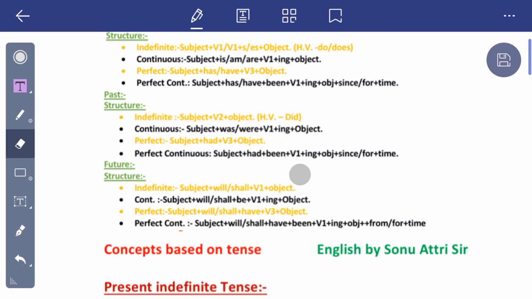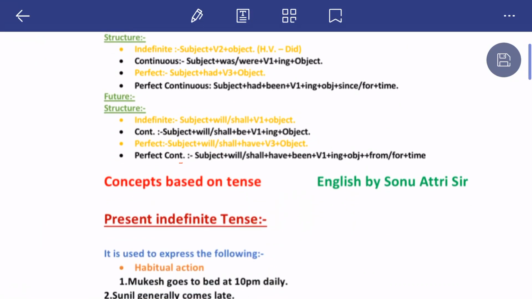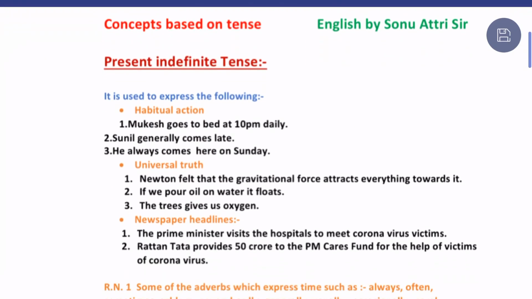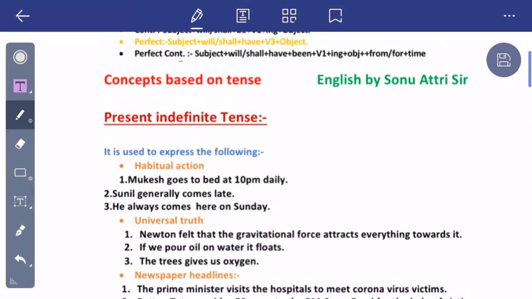I hope up to here it is understood to you. Now what you have to do, you can write the structures. Let us continue our topic on the concepts based on tense. So how will we use present indefinite tense in a sentence? Structure you have already seen above. Now we are here to learn where we use present indefinite tense.